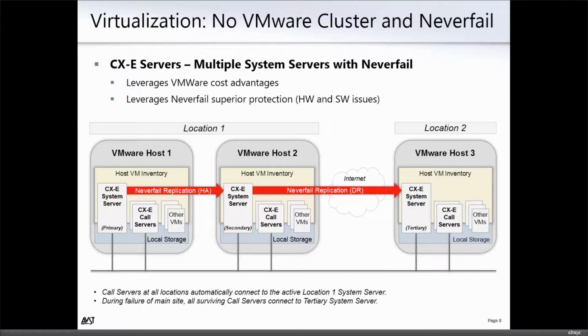So the Neverfail gives you true redundancy, true high availability, true geographic redundancy. And in this case, we're only taking advantage of the VMware to host these functionalities. We're not, in this implementation, using any of the VMware functionality to provide high availability. And this is kind of the earlier traditional model that we saw a lot of people deploy.